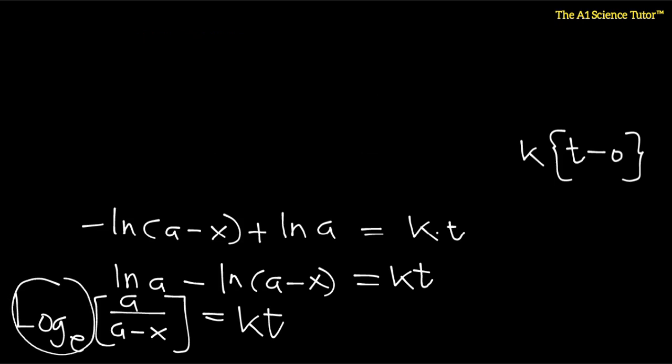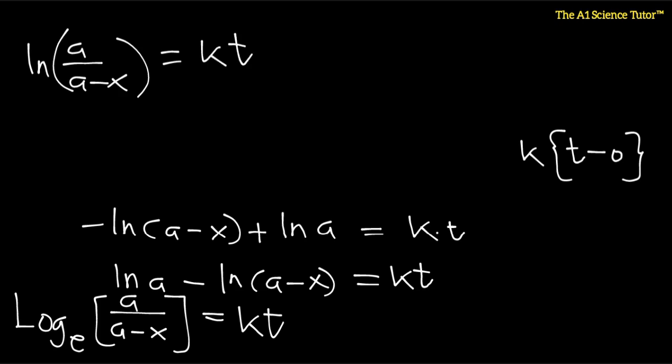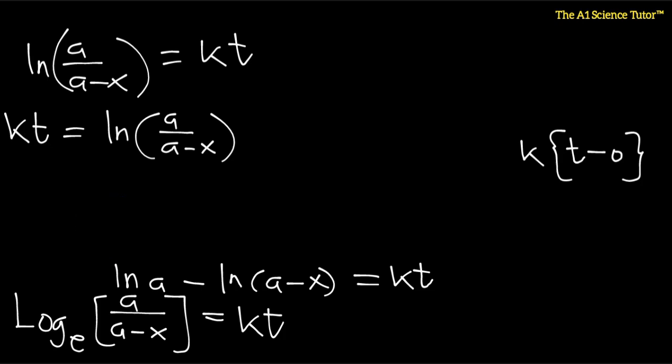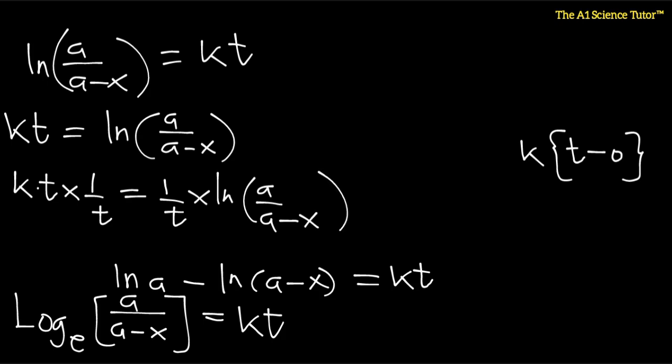Now, log to the base e could be written this way. So this is ln a divided by a minus x, and this is equal to kt. So let me just write kt this side. So this would actually look more forward in the direction that I wanted it to be. So I could take this to the other side, and that is basically by multiplying by 1 over t. So let me do that. So this is also 1 over t multiplied by ln of a divided by a minus x.